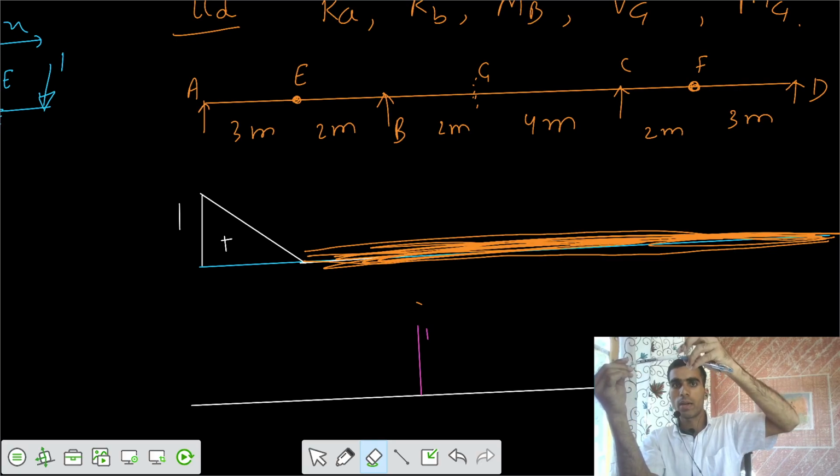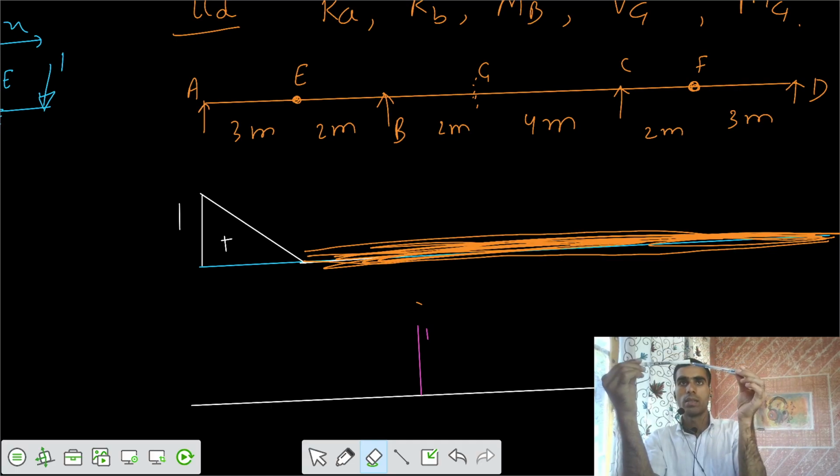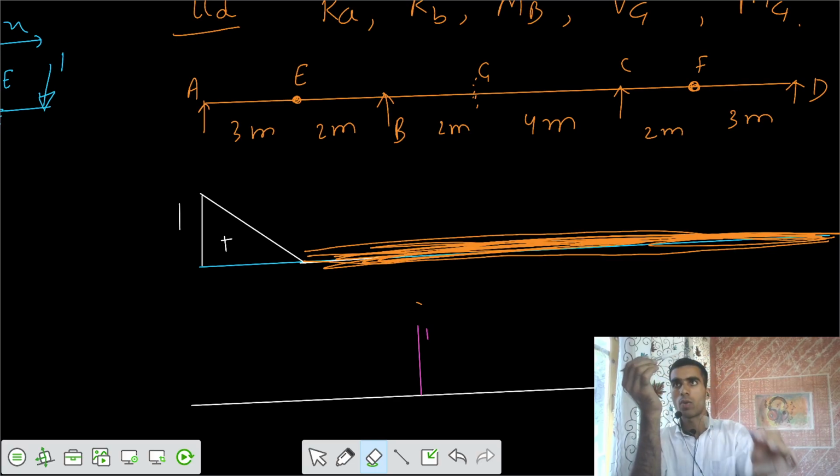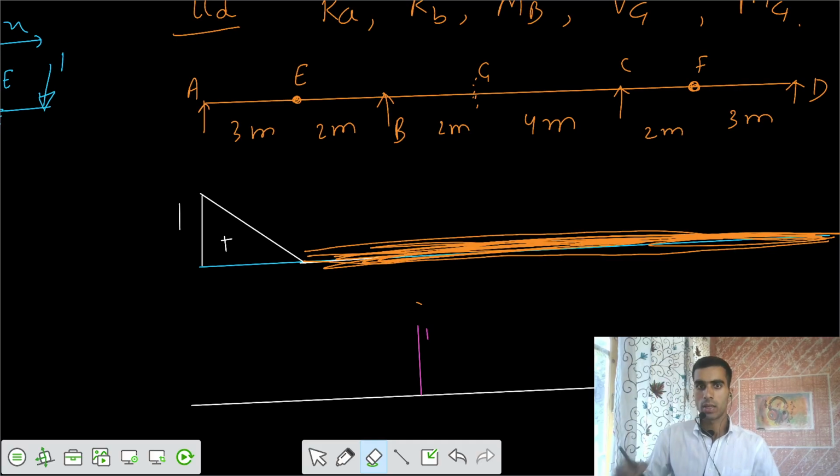There would be some theta 1 from this side of hinge E, and from this side there would be some theta 2, such that point A and point C are at the same level. They do not vary from their original position. So this should be the profile. That means the maximum ordinate would be at the hinge point. This is your ordinate 1 at the support B, and the maximum ordinate we can have is at the hinge point. So you need to join those.